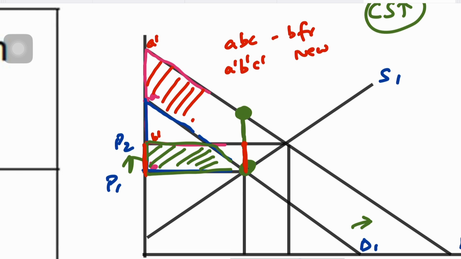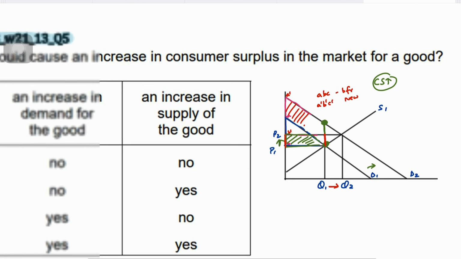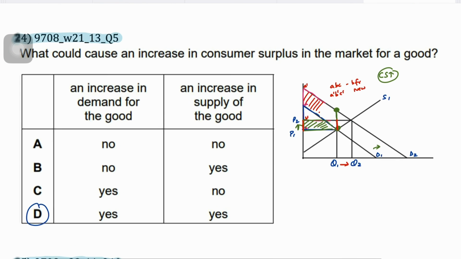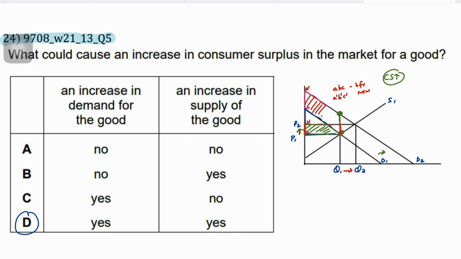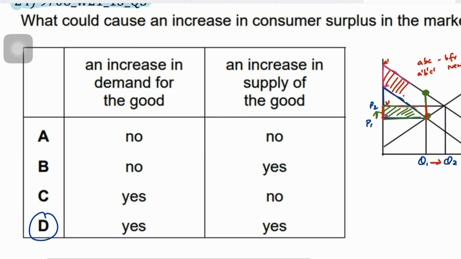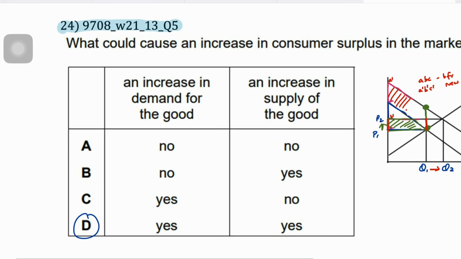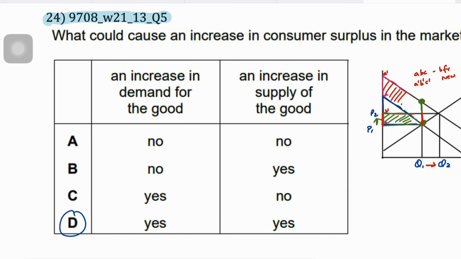Your demand is going up, and your quantity consumed is going up as well. So definitely your consumer surplus overall has to go up, right? So that is the intuition behind it. Don't just rote learn things, try to understand it as well. So an increase in demand for the good would definitely increase your consumer surplus, and also, this is pretty easy, because increasing the supply would decrease the price of the product, which would cause an extension along the demand curve, causing an increase in consumer surplus. So D is the correct answer then.